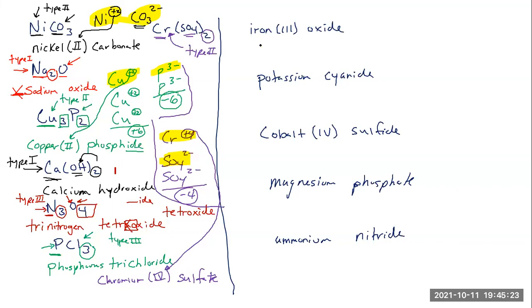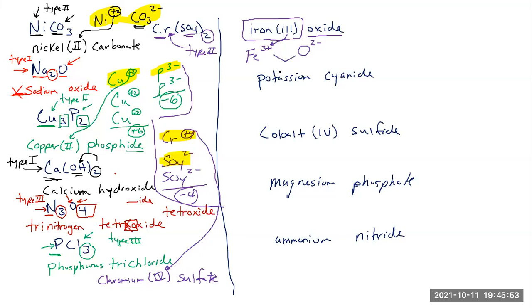So for example, when I see something that says iron Roman numeral 3, what that really tells me is I have an iron and it has a +3 charge. That essentially is what the Roman numeral says. Oxide is oxygen from the periodic table, which is group number 6, which means it always has a -2 charge.